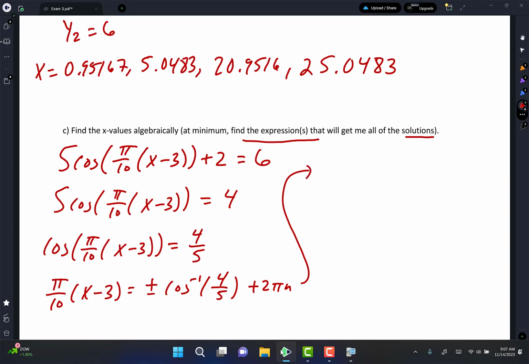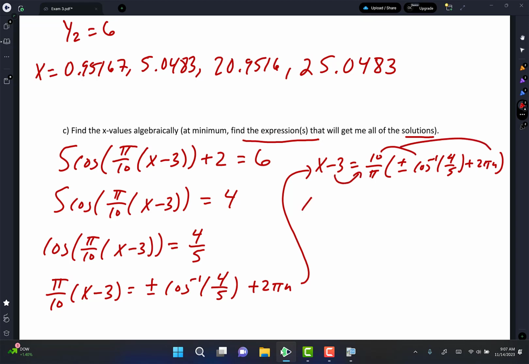I'm going to start writing over here. The next move is multiply by the reciprocal, 10 over pi. So you're going to have x minus 3 equals 10 over pi times plus minus arc cosine of 4/5 plus 2 pi n. So when I do that, and I'm going to move that 3 right in front, x equals 3 plus minus 10 over pi arc cosine of 4/5 plus, let's see, 10 times 2 is 20. The pi's cancel out. 20n. That should not surprise you because that's what the period is.